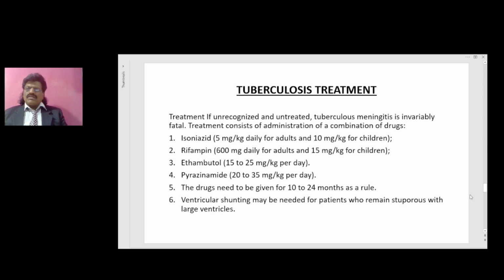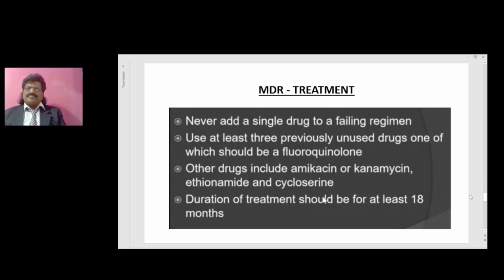The treatment of tuberculosis. If unrecognized and untreated, tuberculous meningitis is invariably fatal. Treatment consists of administration of a combination of drugs: isoniazid, 5 mg per kg daily for adults and 10 mg per kg for children; rifampicin, 600 mg daily for adults and 15 mg per kg for children; ethambutol, 15 to 25 mg per kg per day; pyrazinamide, 20 to 35 mg per kg per day. The drugs need to be given for 10 to 24 months as a rule. Ventricular shunting may be needed for patients who remain stuporous with large ventricles.